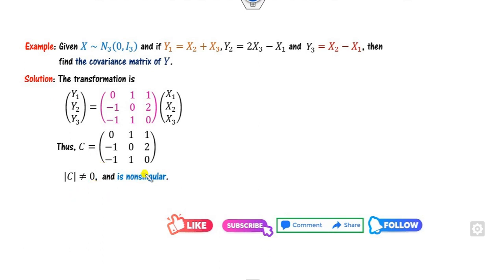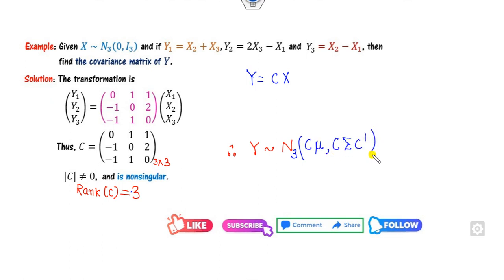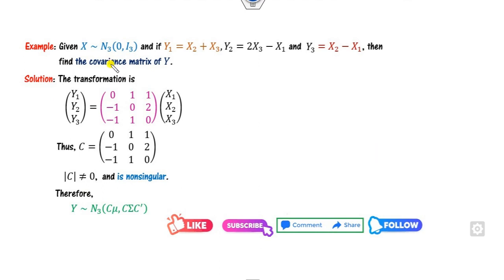Fine. So once it's non-singular, it means the rank of this matrix C is 3, because this is 3 cross 3. So therefore this y will follow the multivariate normal distribution. The rank is 3, and because I take the transformation y is equal to cx, the mean will be c of mu and variance will be c into here. Fine. Now your target is to find the covariance matrix. So this is my covariance matrix. Now can you find these two numbers, c, sigma and here? What is my c? What is my mu?